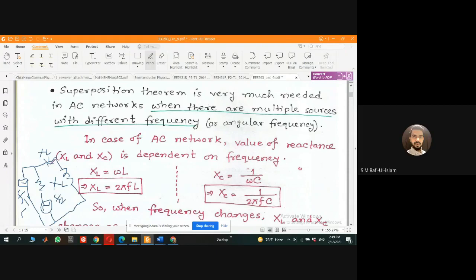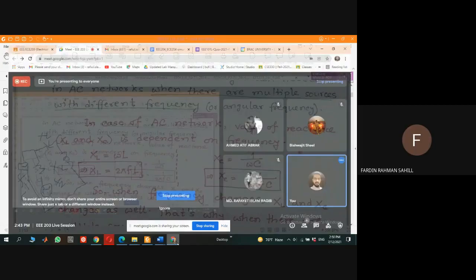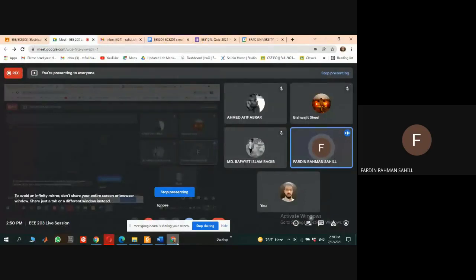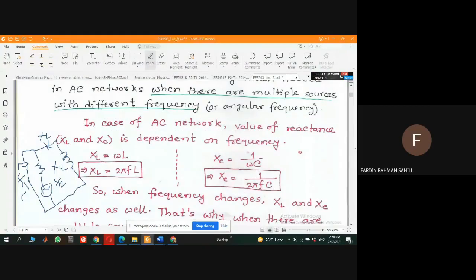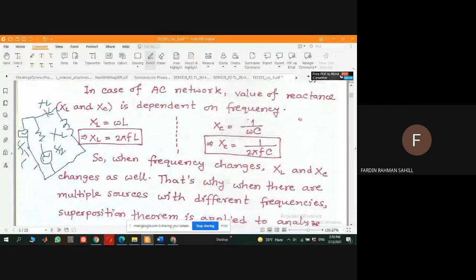Do you want to say something? Sir, we are going to use superposition only in these cases when the frequencies are different. Exactly, yes. Then in this case we cannot use, for example, if we want to find the voltage of a node, node analysis, right, sir? Are you saying something like that, sir?